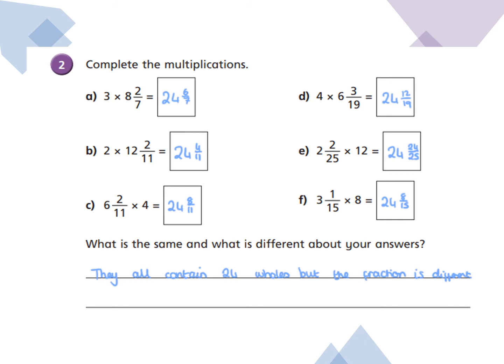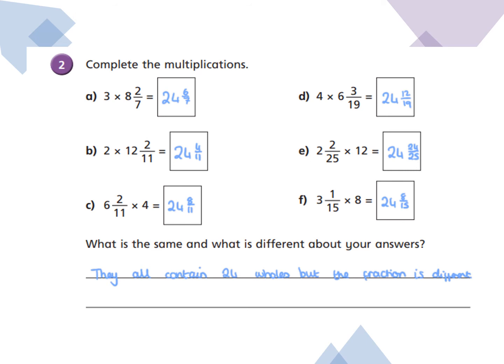We've got 3 times 8 and 2/7. So we do 3 times 8 to start off with, and that gives us 24. And then we do 3 times 2/7. Well, the 7 stays the same, that's the denominator. We do 3 times 2, that gives us 6/7. B, 2 times 12, we do first, that gives us our 24. Then 2 times 2/11 gives you 4/11.